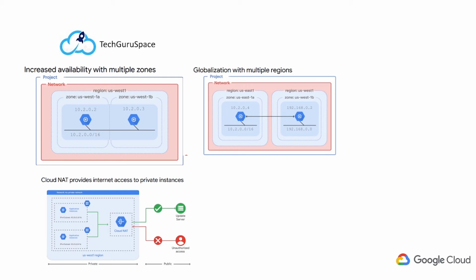In this diagram, Cloud NAT enables two private instances to access an update server on the internet, which is referred to as outbound NAT. However, Cloud NAT does not implement inbound NAT. In other words, hosts outside your VPC network cannot directly access any of your private instances behind the Cloud NAT gateway. This helps you keep your VPC networks isolated and secure.